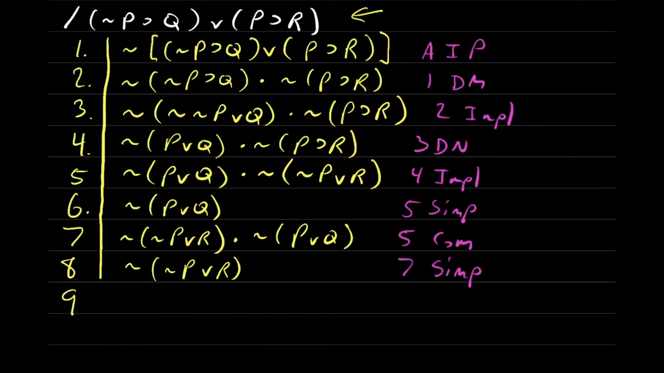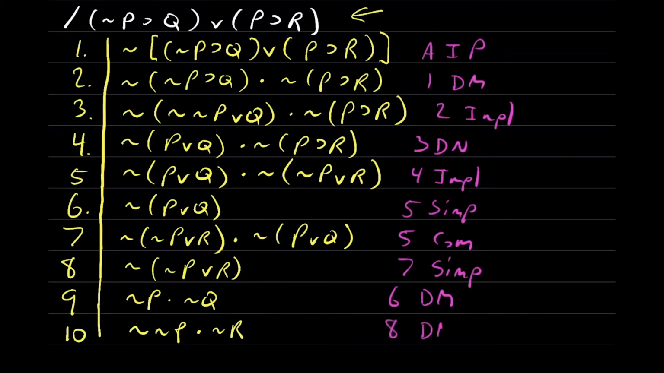Okay, let's move on. So I see now that I've got a couple of nice, easy De Morgan's rule steps that I can do. I can get from line 6, not P and not Q. So that's going to be line 6 by De Morgan's rule. And I can do the same thing on line 8. So I will get not P and not R, and that's going to follow from line 8 by De Morgan's rule.